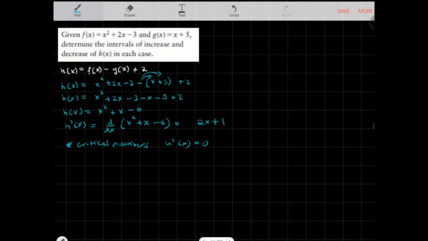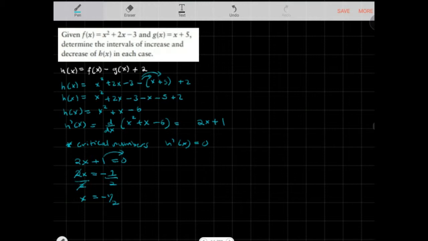Okay, so now that I have my derivative function, I'm going to let it equal 0. So 2x plus 1 is equal to 0. I'm going to move the 1 to the other side, so 2x is equal to negative 1. To solve for x, you divide by 2, and whatever I do to one side, I do to the other side. So x is equal to negative 1/2. This is the x value at which you get a critical point.